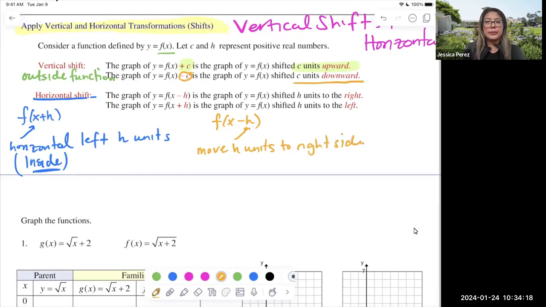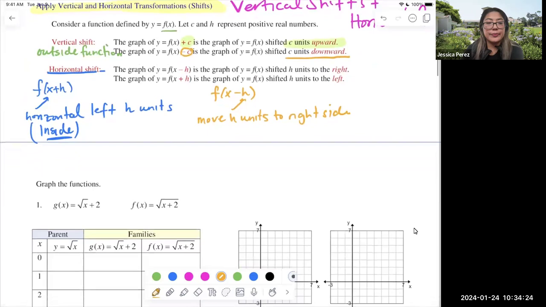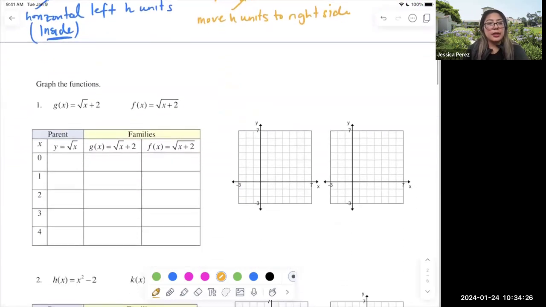Okay. So these are called horizontal and vertical shifts. Let's go ahead and get started on one example. We begin by having the original mama function, and these are the families. Notice that this plus 2 is on the outside of the function. So this would mean a vertical shift. And this plus 2 is on the inside. So then this would be a horizontal shift.